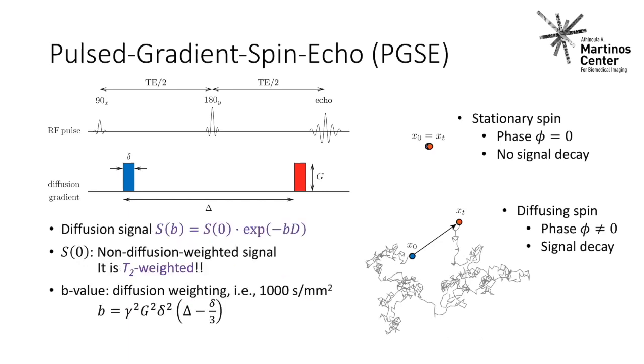After some mathematical calculation, we can get this equation. The diffusion signal is the non-diffusion weighted signal S0 times exponential of minus bD. S0 is the non-diffusion weighted signal, but we need to notice that it is T2 weighted. It is not diffusion weighted, but it is T2 weighted. And b is the b value. We usually call it diffusion weighting, and the commonly used value is 1,000 second per millimeter square. The b value is related to the gradient strength, the pulse width, and the time interval between pulses.